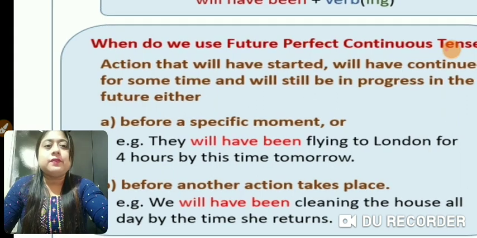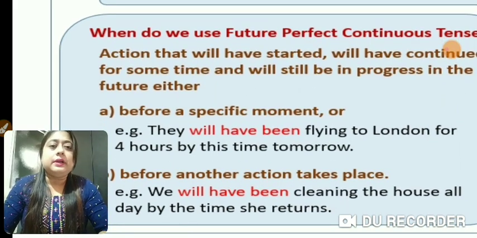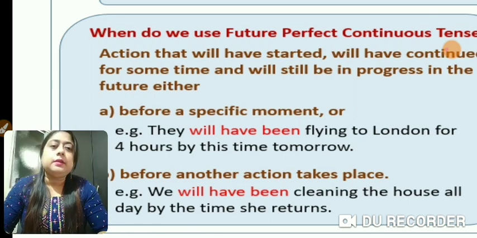Next one is before another action takes place. Example, we will have been cleaning the house all day by the time she returns. So in the same way as I have said, before any particular thing comes to an end, it's still in progress.